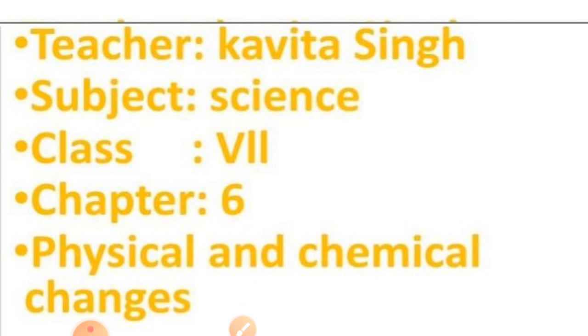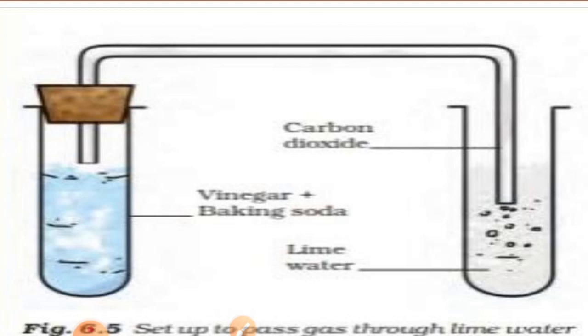Now we will see here the example of chemical change. This is the setup to pass gas through lime water, and this is an example of chemical change. Let's see how it is a chemical change. Take two test tubes. One is this and one is this. In the first test tube you add vinegar and baking soda, and in the second test tube you take the lime water. When we add vinegar and baking soda, it produces CO2 gas.